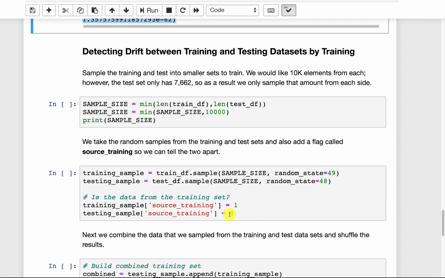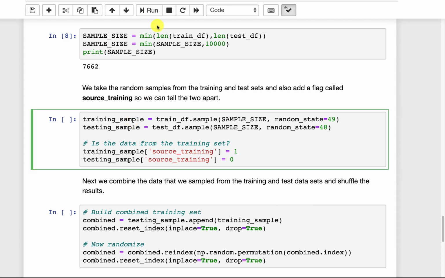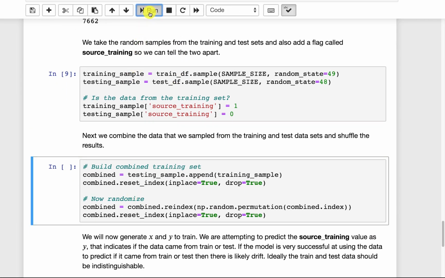If these are truly uniform, randomly sampled values, so there is no difference between the training set and the test set, we simply divided it that way, you should not be able to predict where an individual row came from. If you can predict it, then there are differences in the distributions that help it lock onto what set it actually came from. So let's go ahead and run this so we can see what it looks like. We're going to label the two data sets. We're going to combine them together and re-randomize them.